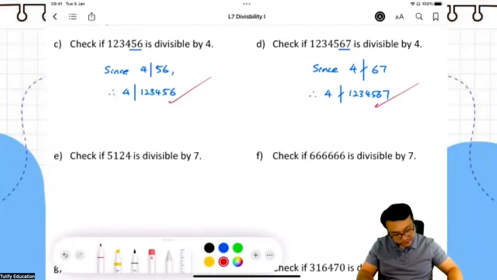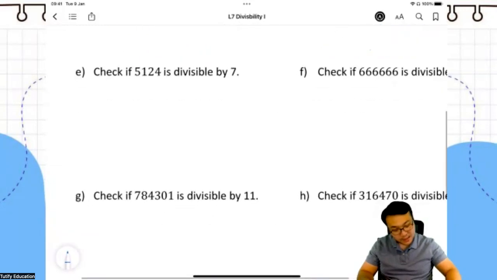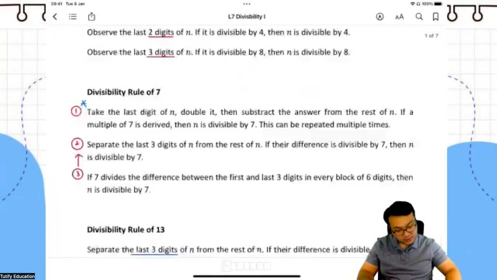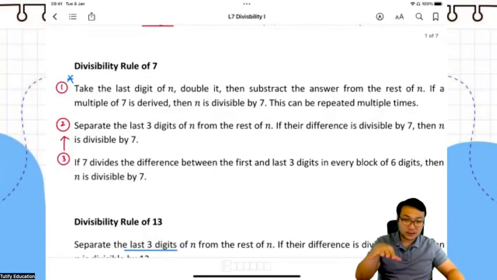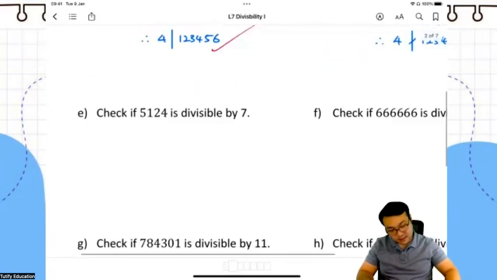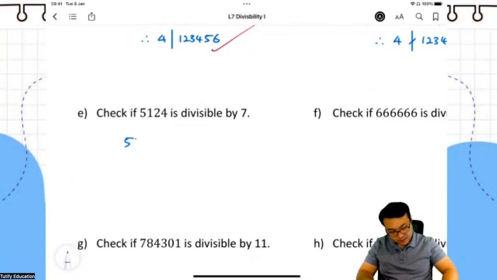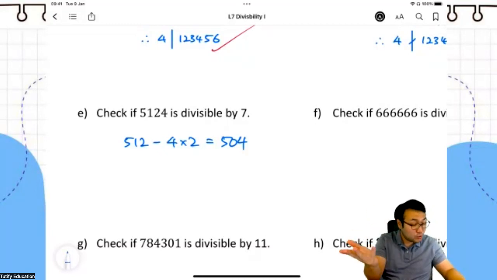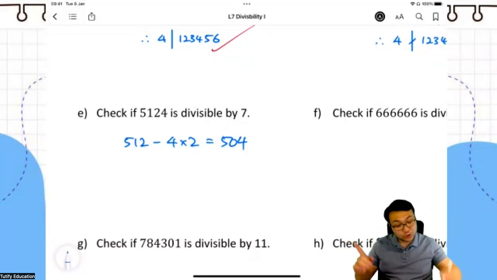If I want to check whether 5124 is divisible by 7, let me use the first rule. Take the last digit, double it, and then subtract the answer from the rest of it. The last digit is 4. You double it, and you subtract it from the rest of the number. Now, do you know whether 504 is divisible by 7? Some of you with very good mental calculation, maybe you know. I don't know. So I'm going to do it again.